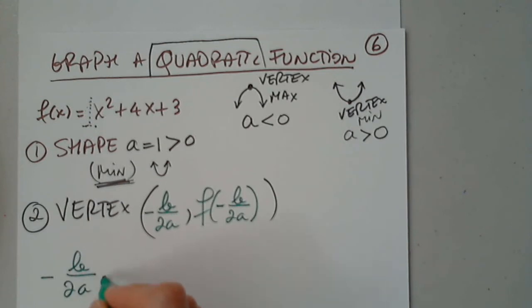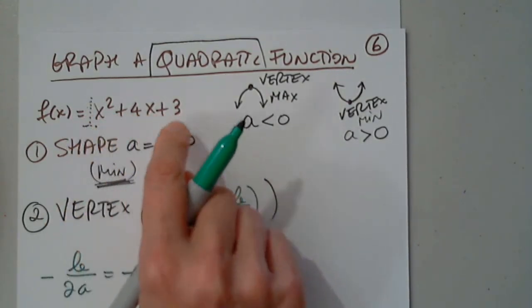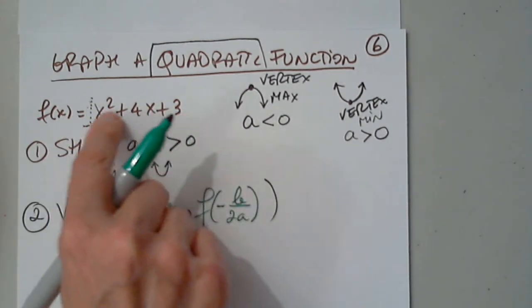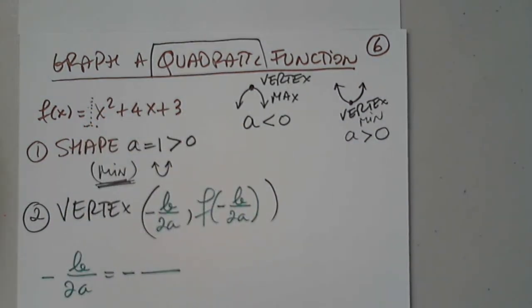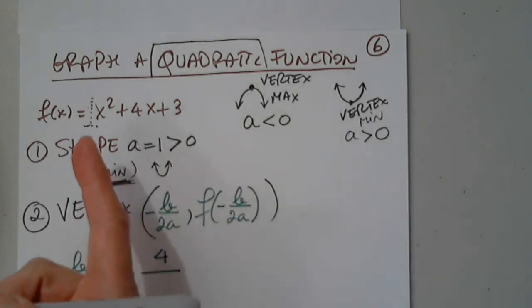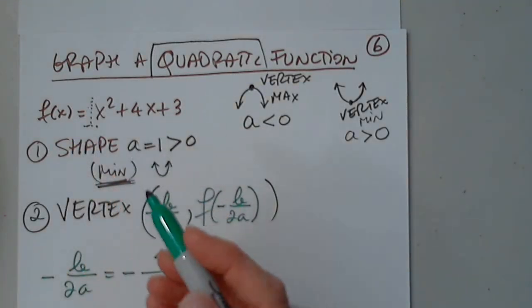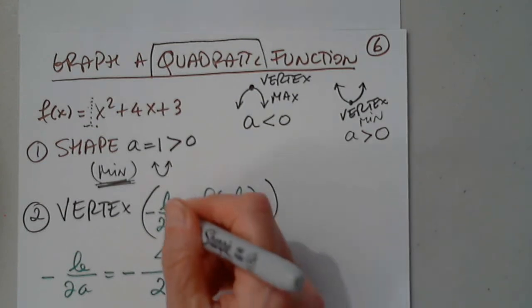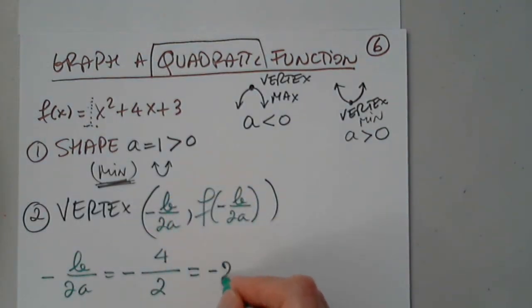So let's start with this. Negative b over 2a. The negative is from the formula. Can anyone identify b? It has to be in descending order. Everything is in descending order. Can anyone identify b? 4. Very good. Can anyone identify a? Silly me, it's right here. So then the x of the vertex is negative 2. So the vertex has x coordinate negative 2.